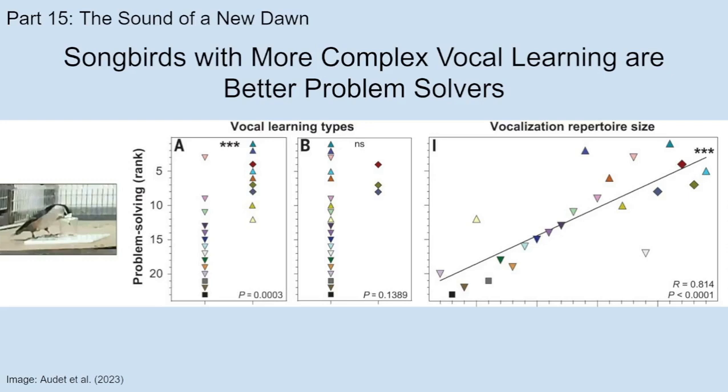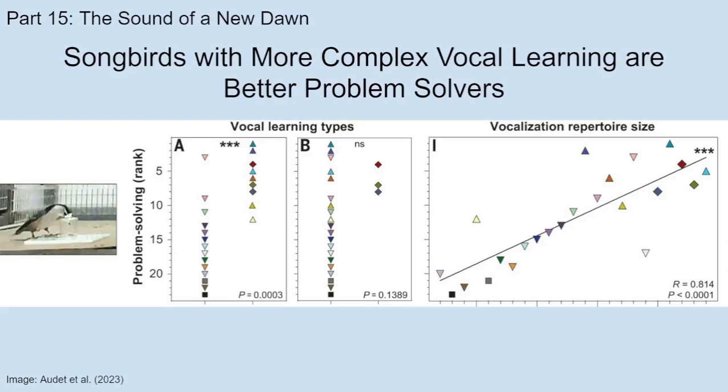It is quite curious, isn't it? So the authors actually did test some other things in the study beyond problem solving. They also tested, for example, how quickly birds could learn certain concepts, like how quickly they could learn to associate two different colors with each other. And it turns out in pretty much all the other tests besides problem solving, there is no clear correlation between the complexity of vocal learning and those other abilities.